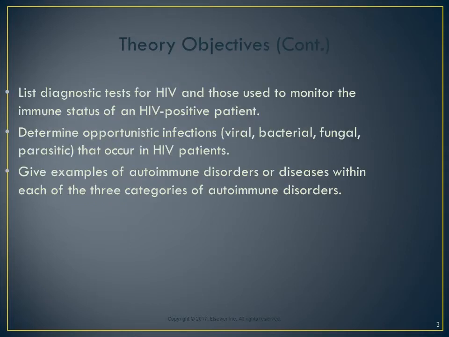List diagnostic tests for HIV and those used to monitor the immune status of HIV-positive patients, determine opportunistic infections, including viral, bacterial, fungal, and parasitic, that occur in HIV patients, give examples of autoimmune disorders or diseases within each of these three categories of autoimmune disorders.